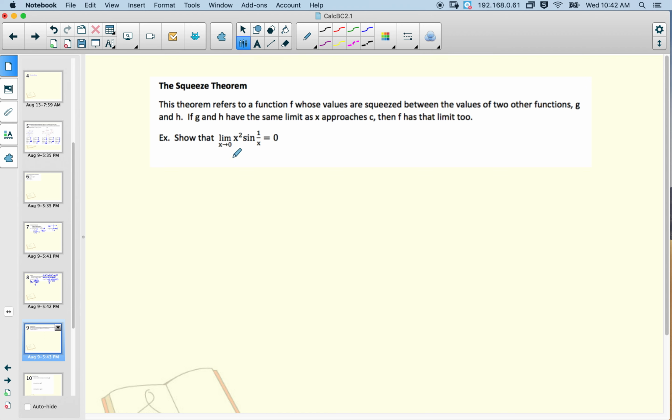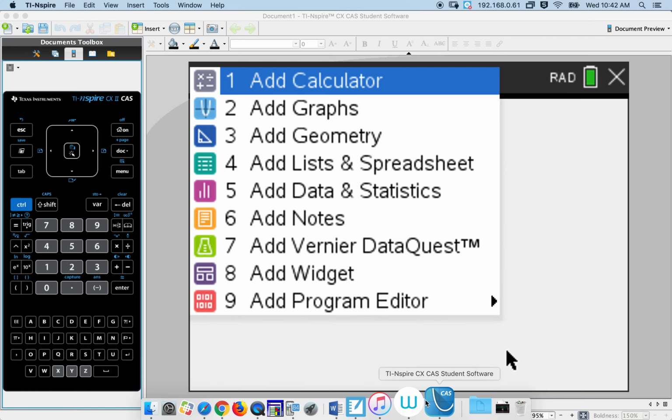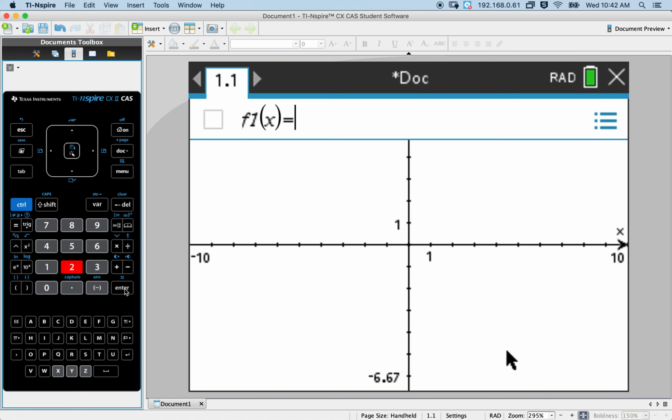So if I look at this right here, we're going to prove that this limit equals 0. So what I'm going to do is get my calculator, and I'm going to graph x squared times sine of 1 over x. So I'm going to add a graph. Okay, so I'm going to do x squared.